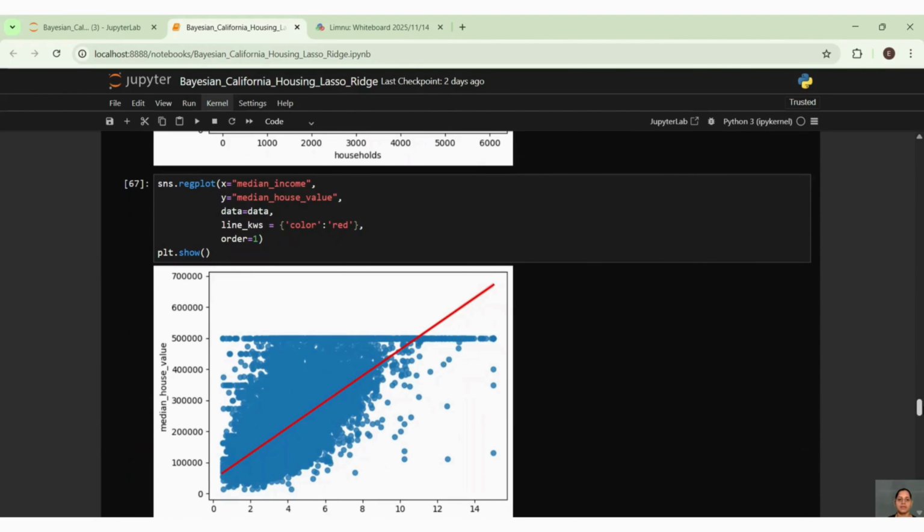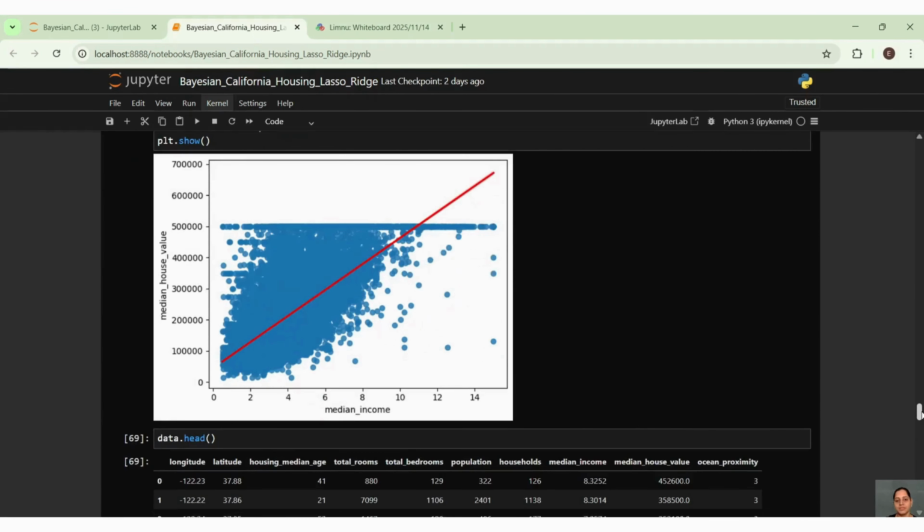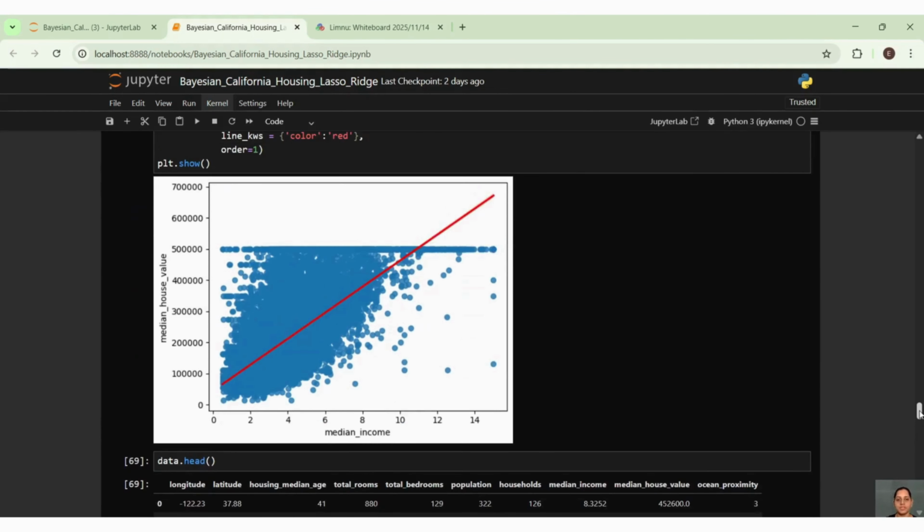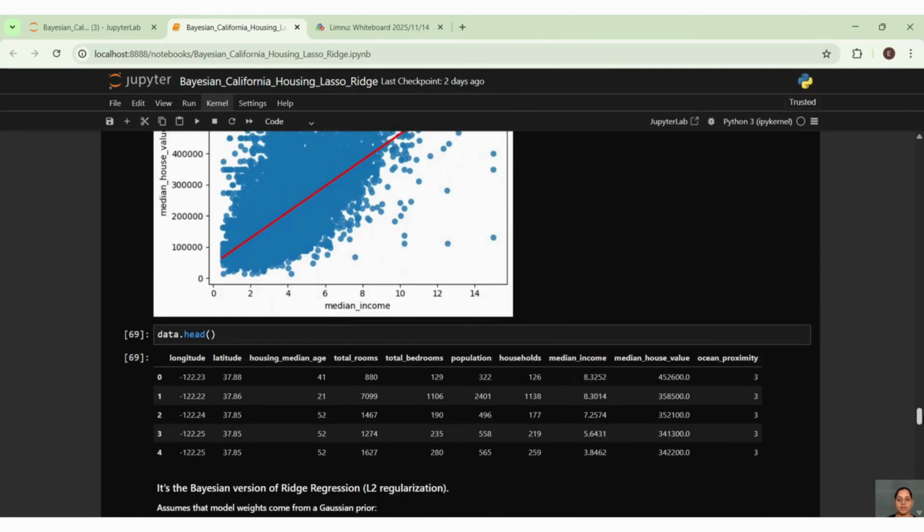Then you can see the income, right? That's what I was talking about. The income and the median house value, both are strongly related, and you can see how the line is coming. It's a completely straight line, and it's dividing the area into two. It's in that way, right? So we understood that our income is directly proportional to your house value, or the house price.